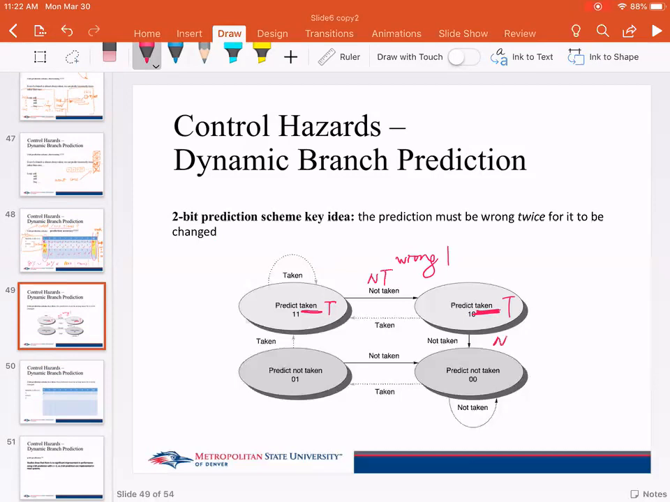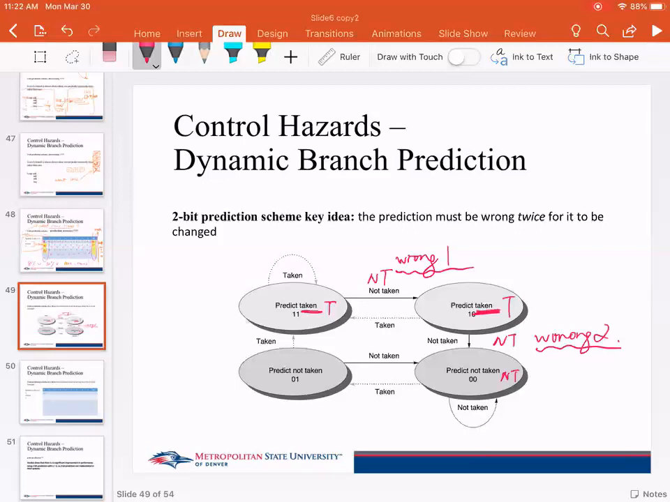Until I know I made a mistake again. So if the branch is not taken another time after that, I made a mistake twice. So I made two mistakes next to each other. That tells me, don't be wrong again. You have been wrong twice, and that's the only time I will switch. So I will update my prediction to be NT.